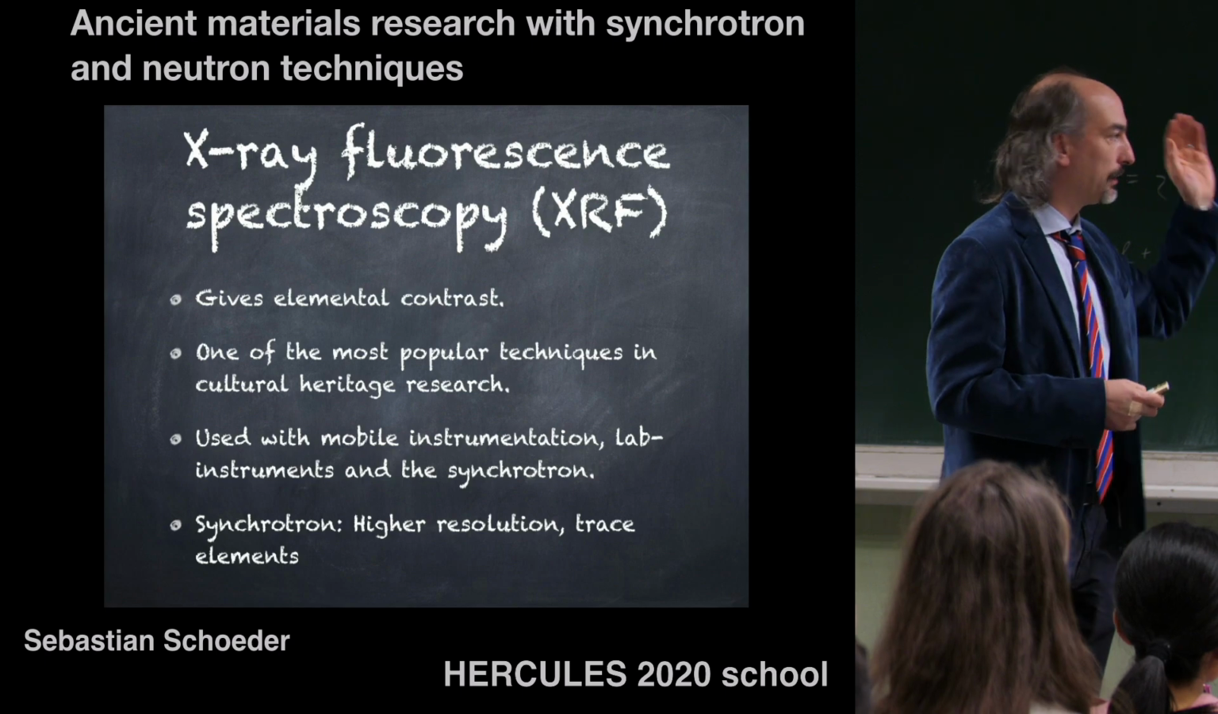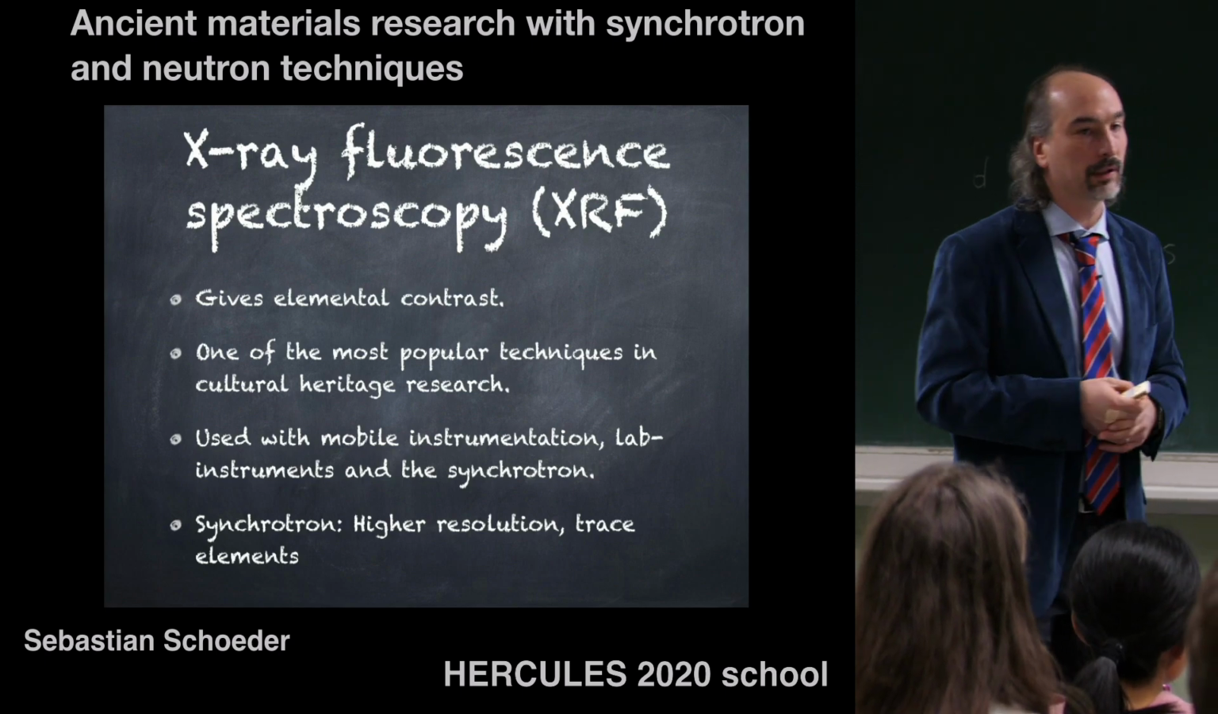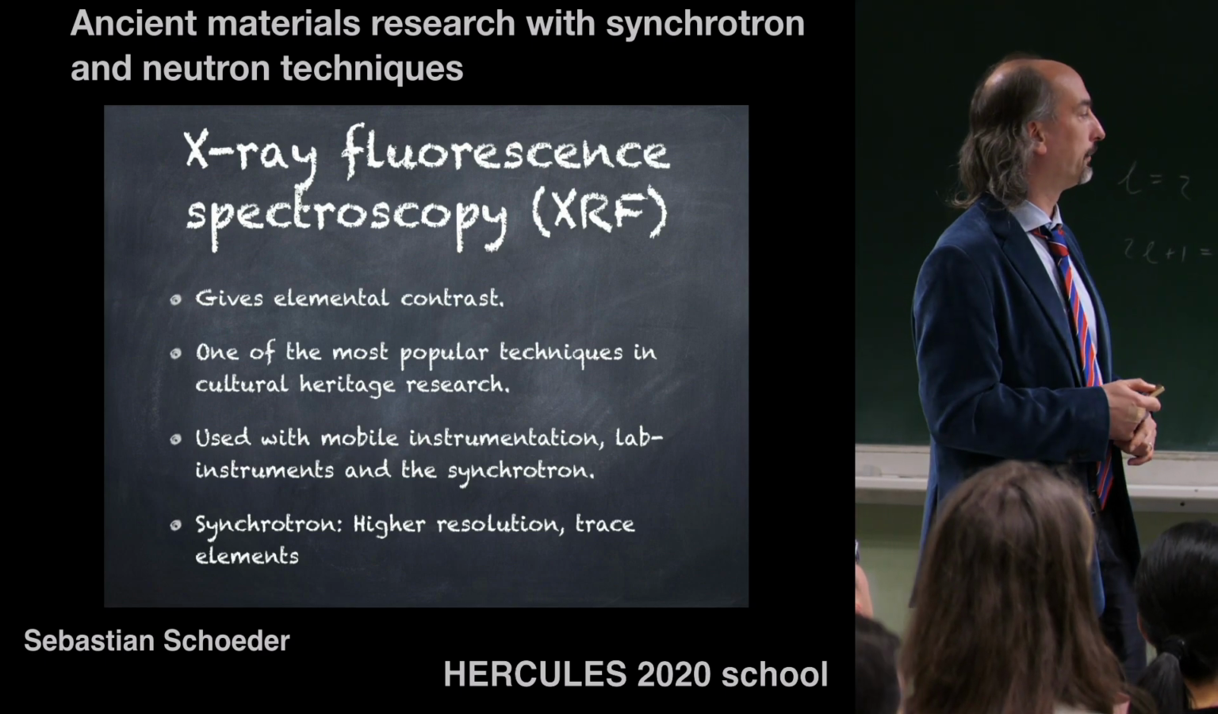And the most commonly used and maybe most straightforward technique to use is X-ray fluorescence spectroscopy. So just to remind, this gives you the elemental contrast of your object. And it's really one of the most popular techniques in cultural heritage research because with elemental contrast, you can do a lot of interesting things already.